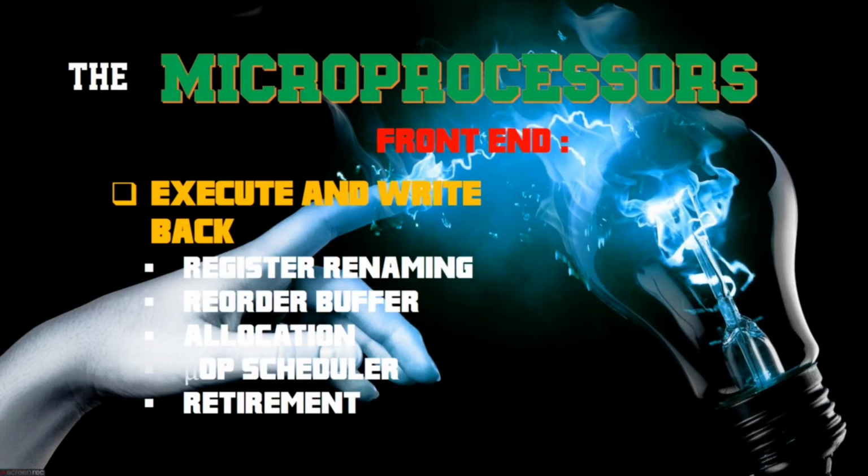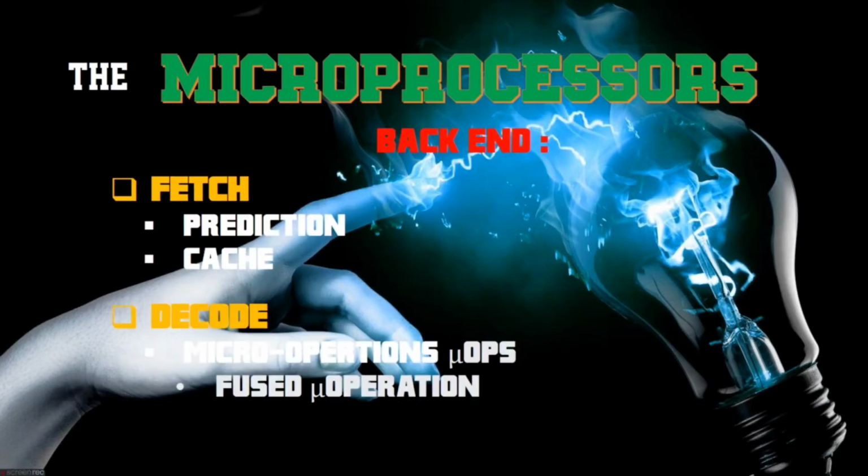We also have the microprocessor's front end. It has been discussed in the video, the execute and write back. And under it, we have register renaming, reorder buffer, allocations, and of course we have the micro operation scheduler, and of course we have retirement. We have here as well the microprocessor's back end, and under it we have fetch and decode. Under fetch we have branch prediction and cache, and of course under decode we have micro operations or micro ops, and we have as well fused micro operation.